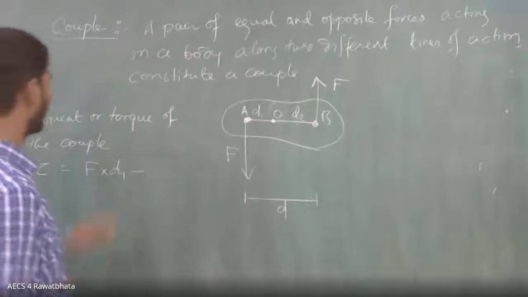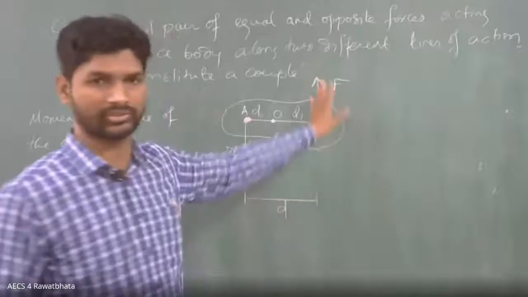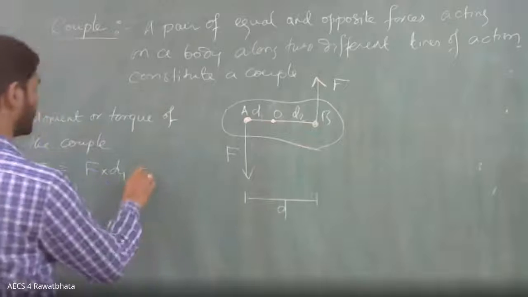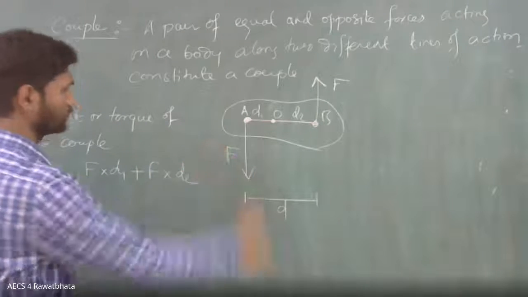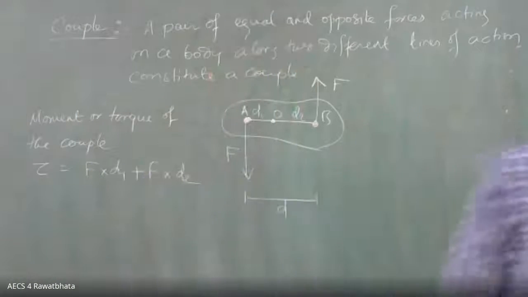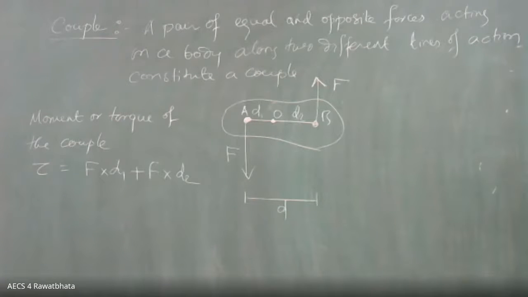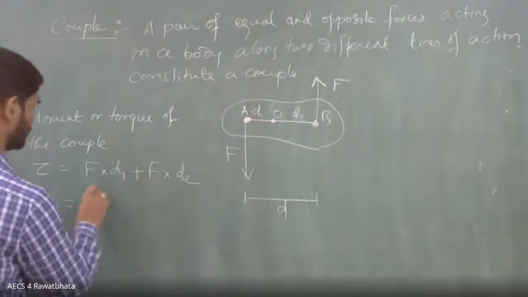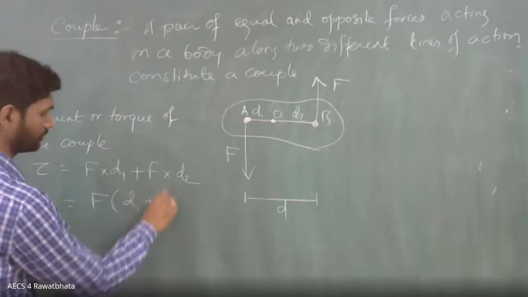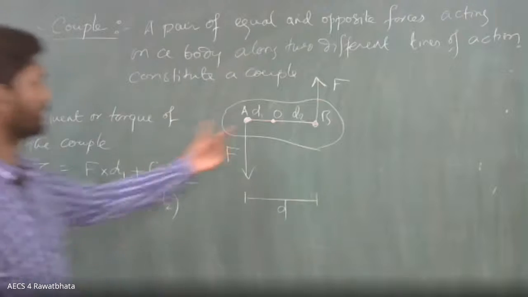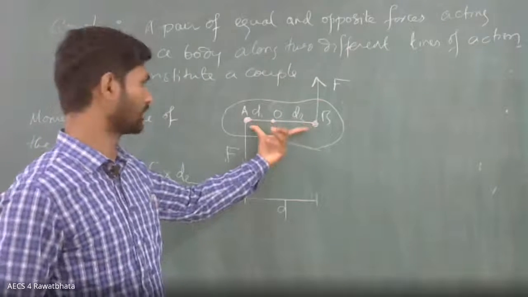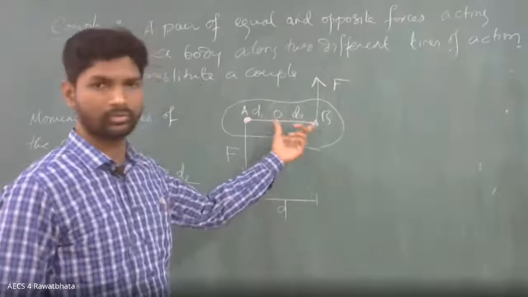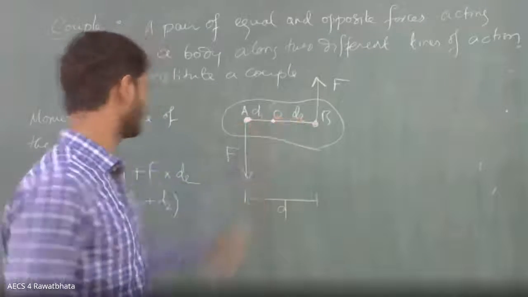Another force F is acting in the opposite direction, and the distance is d2. So F into d1 plus again F into d2. So that is equal to F into (d1 plus d2). I can take F common, and in the bracket d1 plus d2. Now this d1 plus d2 is the total length, that is your d. You can see here, this is d1, this is d2. So the sum of both of them is d.